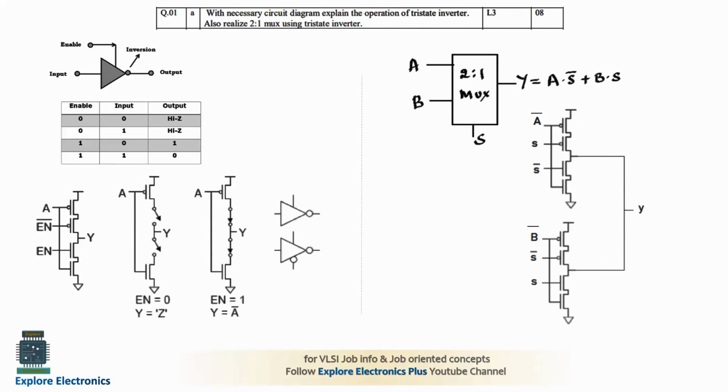And the control signals are given in such a way that when S bar is 1, A has to be the output. That's why S bar will be given to the N transistor. When S is equal to 0, A will be the output. That means S bar is equal to 1, A will be the output. Similarly here, when S is equal to 1, B will be the output. So this is the arrangement giving the 2:1 mux functionality. This gives A into S bar plus B into S functionality at the output.